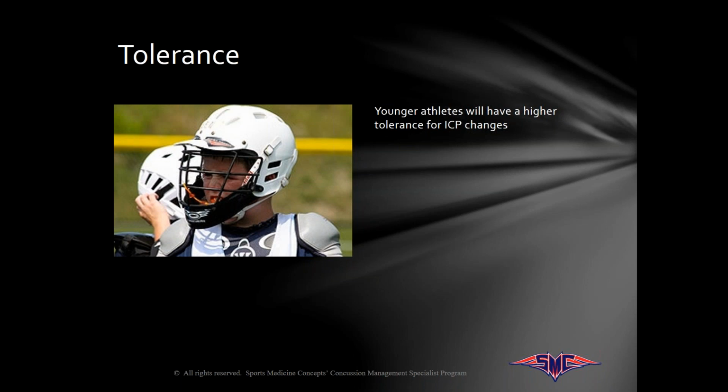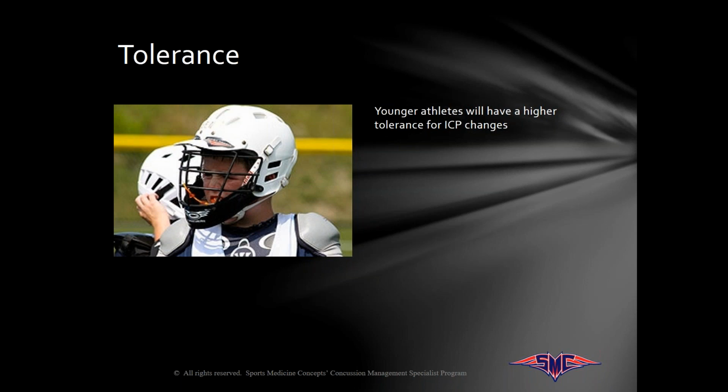Well, here we have, again, younger athletes. The modifying condition here is that the younger athletes are more efficient at hiding intracranial pressure changes. So this is just more evidence that with our younger athletes in particular, we want to have an even more conservative approach to management of those individuals.